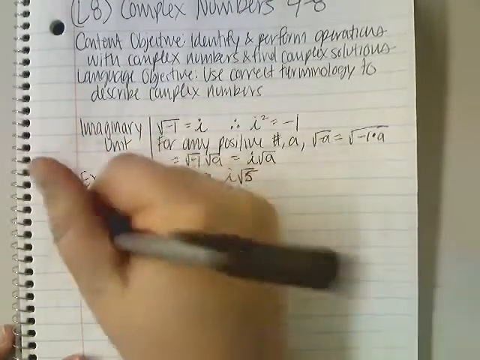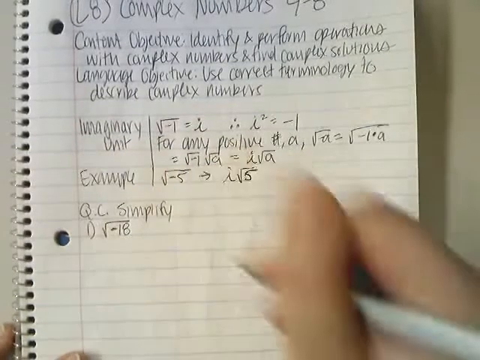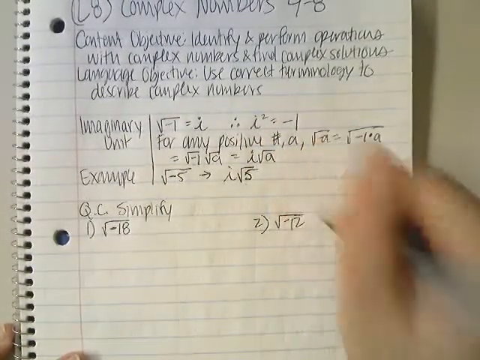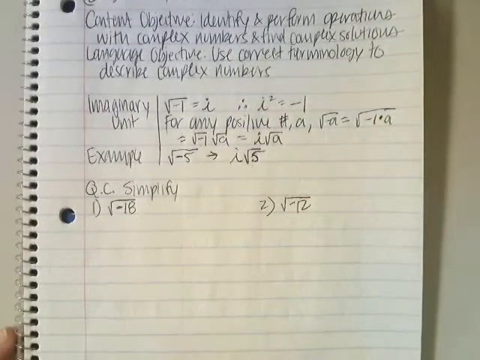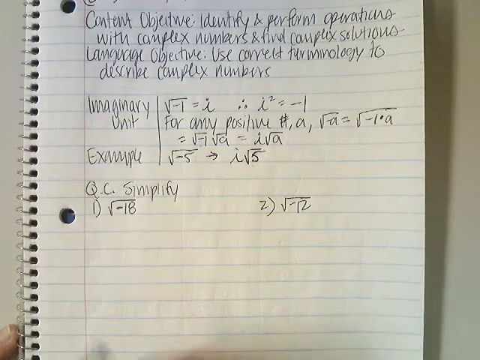Before we go to that, I really quickly want to make sure you can simplify using the imaginary unit. So I want you to try to simplify these two radicals really quick. We have the square root of -18 and the square root of -12. So using this information and your knowledge of simplifying radicals, try those out on your own. I'm going to go over them now.